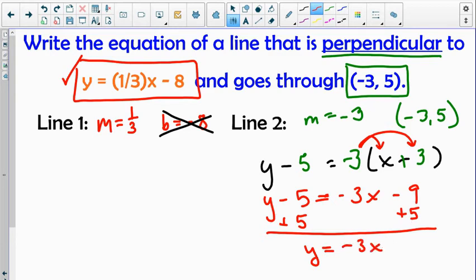-9 plus 5 is -4. I would get the equation y equals -3x minus 4. So I'm going to go back to the graph here in just a moment. If you need more time to copy this down, please press pause.